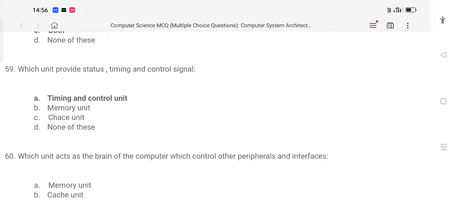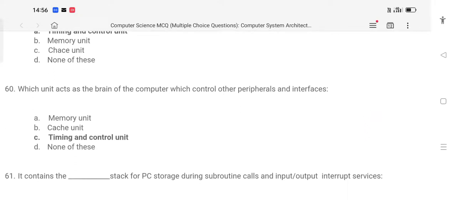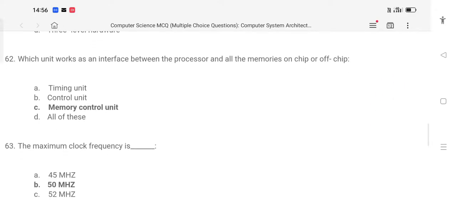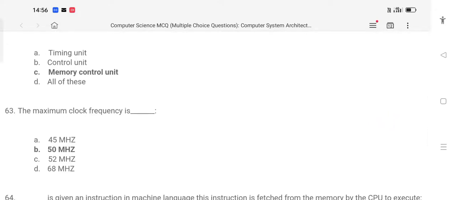Which unit provides status, timing and control signals? Timing and control unit. Which unit acts as the brain of the computer, which controls other peripherals and interfaces? Timing and control unit. It contains the dash stack for PC storage during subroutine calls and input-output interrupt service, 8th level hardware. Which unit works as the interface between the processor and all the memories, on chip or off chip? Memory control unit.